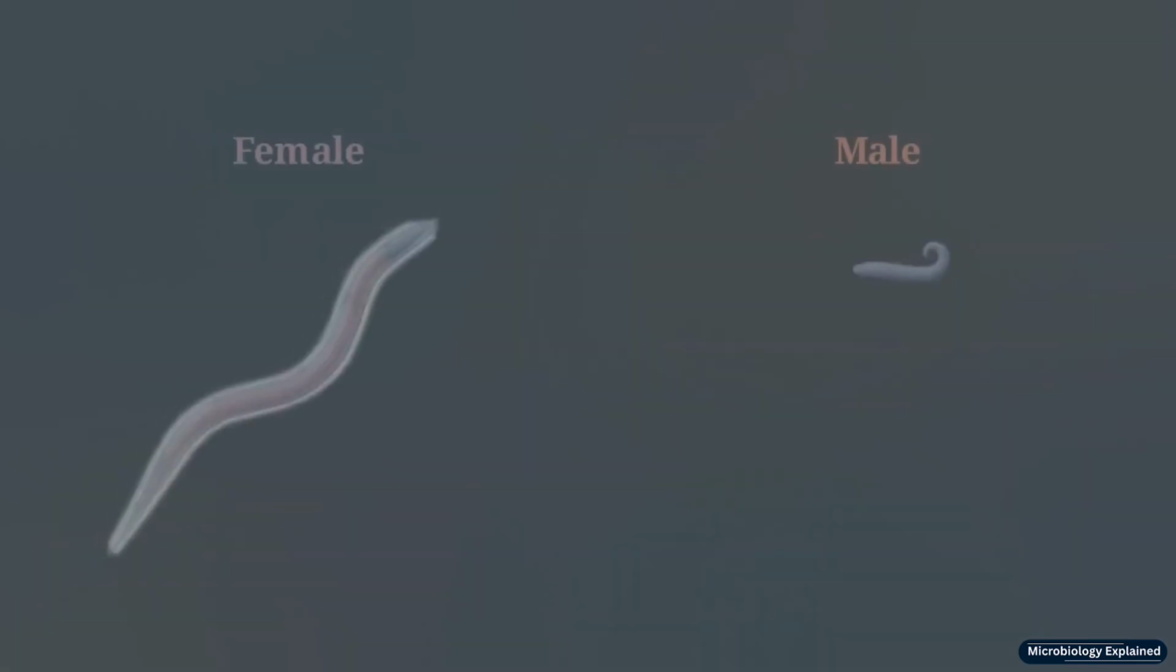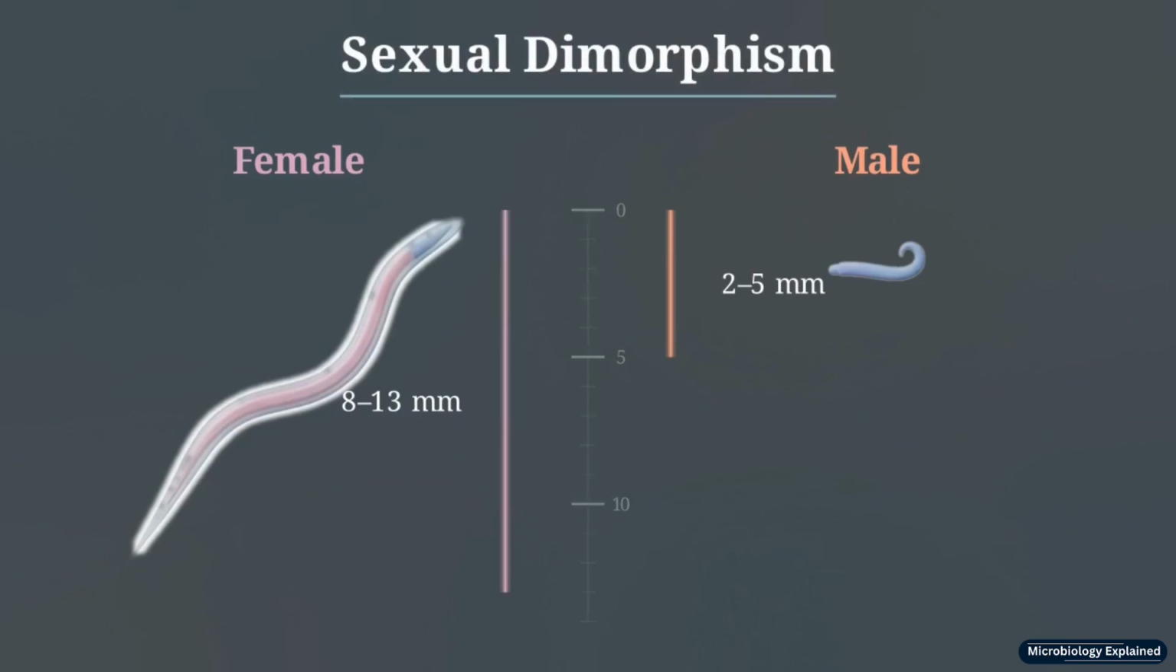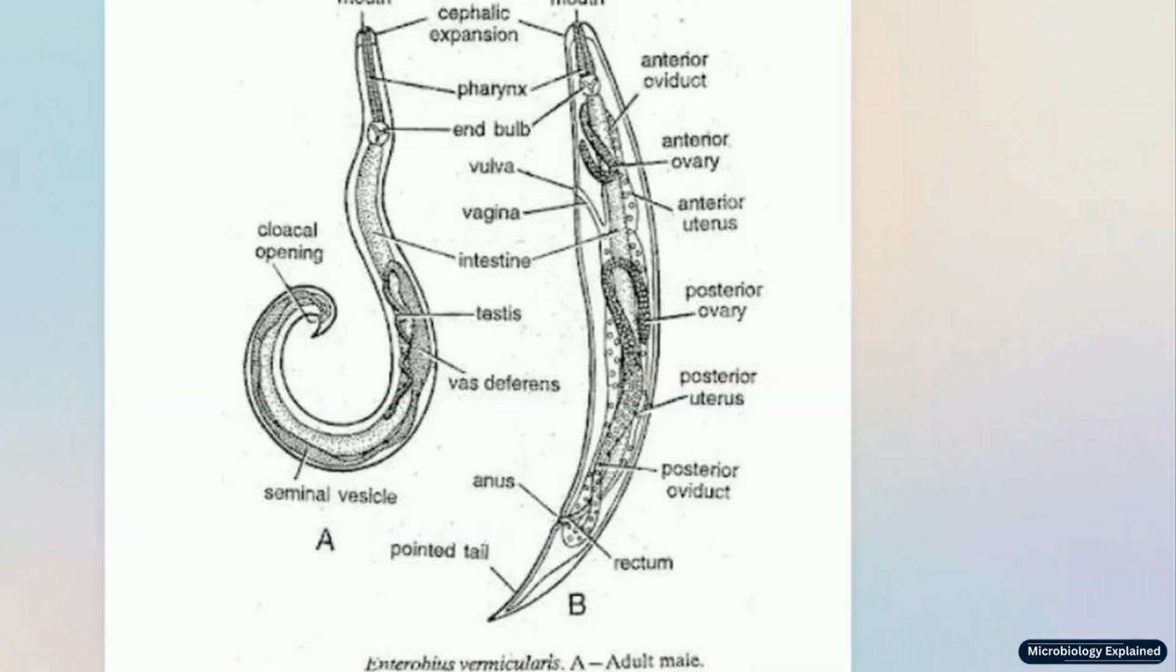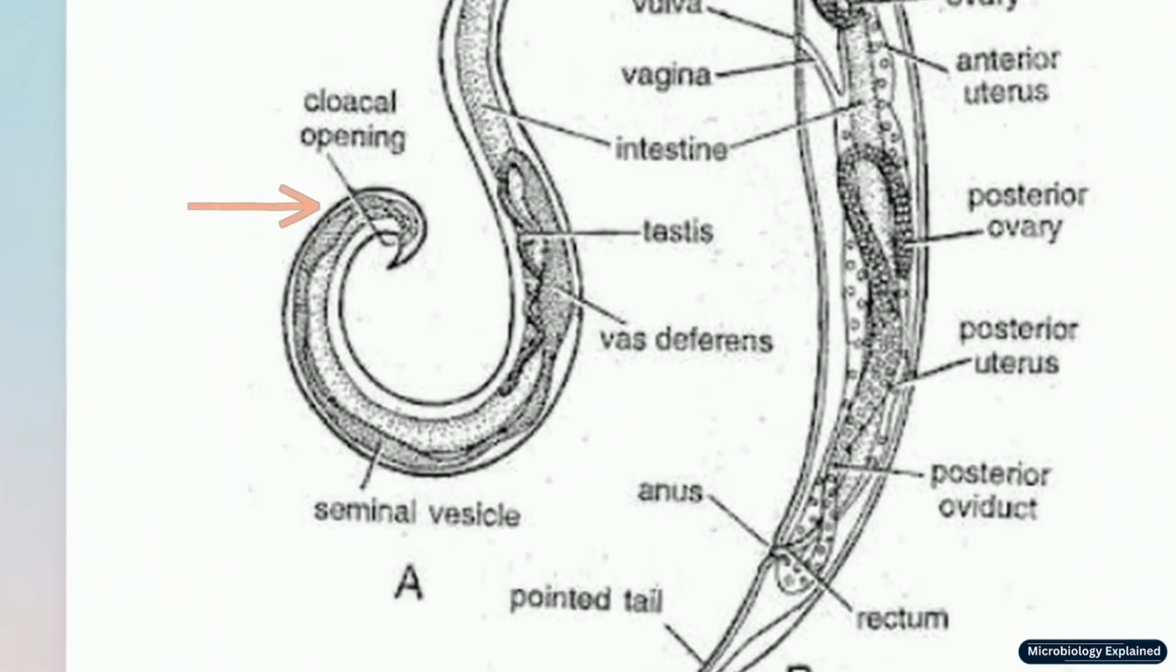Within the Enterobius vermicularis species, the male and female worms exhibit stark morphological differences, a biological reality known as sexual dimorphism. The adult female worm measures 8 to 13 millimeters in length. It maintains that slender, thread-like appearance characteristic of nematodes, terminating in a sharply pointed tail. The adult male is drastically smaller, measuring only 2 to 5 millimeters. Its posterior end also differs, featuring a distinct curve at the cloacal opening.